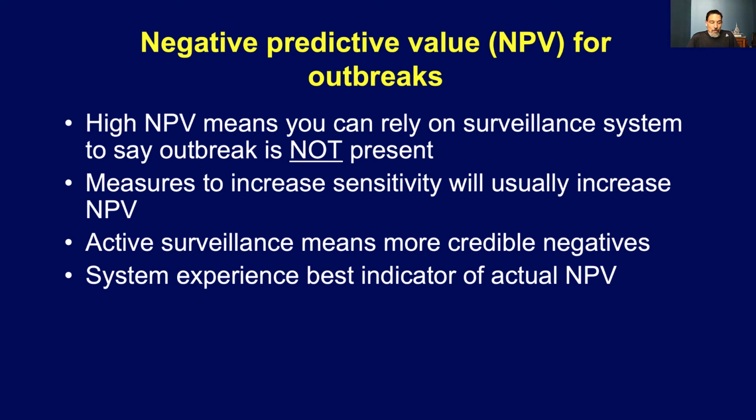And so these systems are sometimes deployed or stepped up during certain events, for example, political conventions in given cities, where you think there might be a heightened risk of some kind of bioterror event. And in these situations, you really want to know that you can rely on the surveillance system to say that if it's not detecting something, you're pretty certain that there's nothing actually happening out there. So that would be a situation where you'd want to have a high negative predictive value.